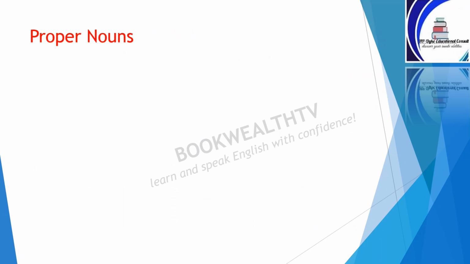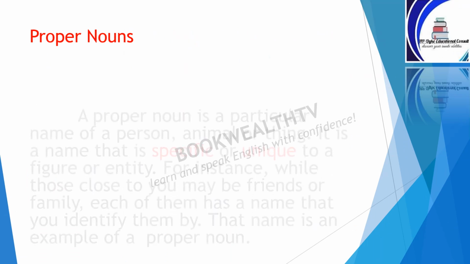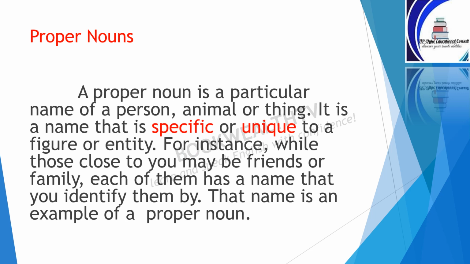Proper nouns. What are proper nouns? A proper noun is a particular name of a person, animal, or thing. It is a name that is specific or unique to a figure or entity. For instance, while those close to you may be friends or family, each of them has a name that you identify them by. That name is an example of a proper noun. We shall see examples of proper nouns as well as how to identify them in a written work on the next slide.